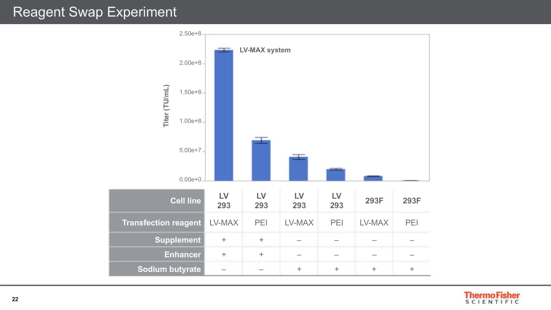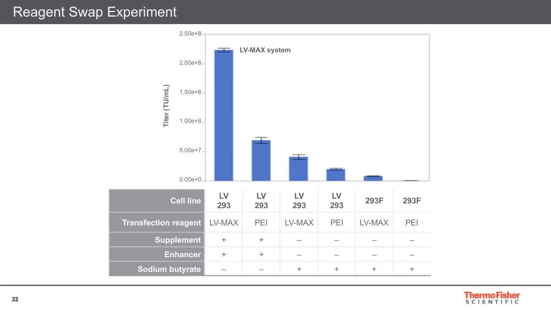Now, slide 22 really highlights the importance of a system. It's not just about the cell line, it's not just about the transfection, it's about the combination of all those things and how they work together. So yes, we selected the best cell lines, the best transfection reagent, the best enhancer, and the best supplements, but making them work together is actually part of the major optimization and development that we've done. And here, in this swapping experiment, we're showing that if you replace LV293 with 293 FreeStyle, for example, you lose quite a bit of lentivirus activity.